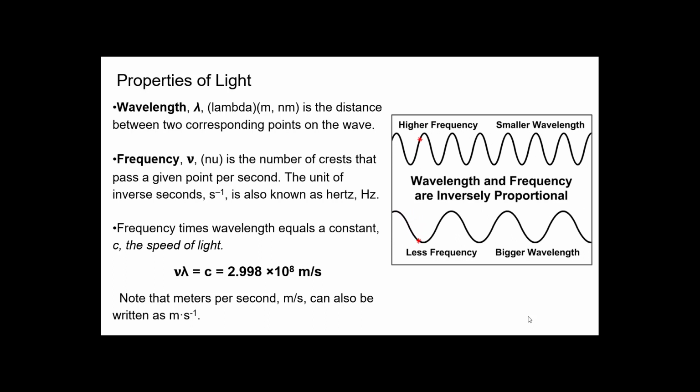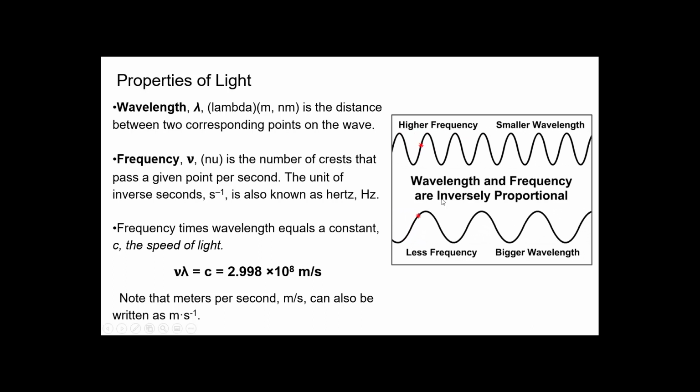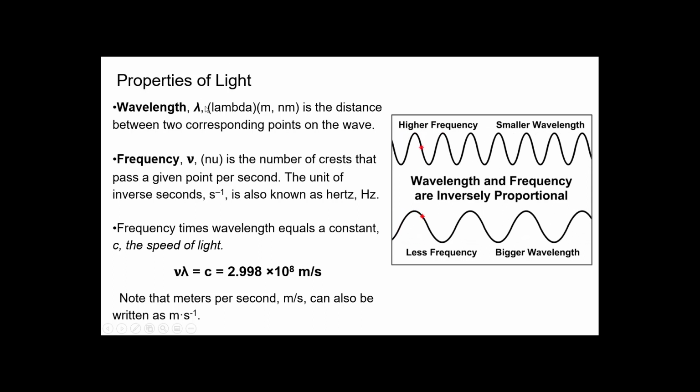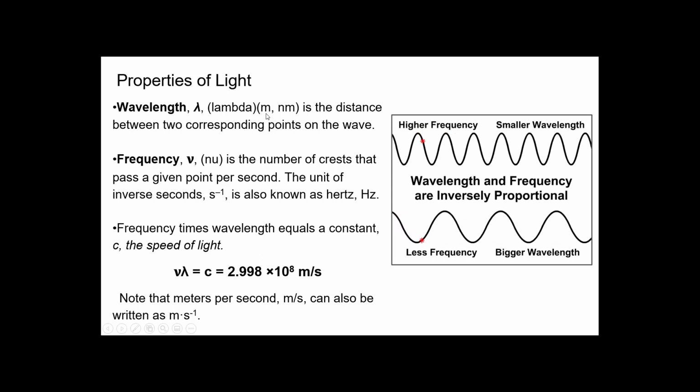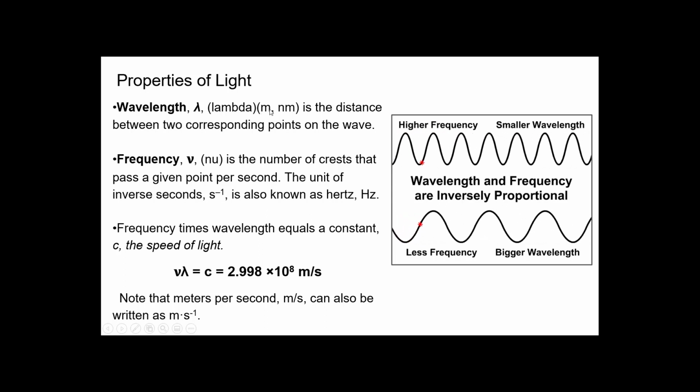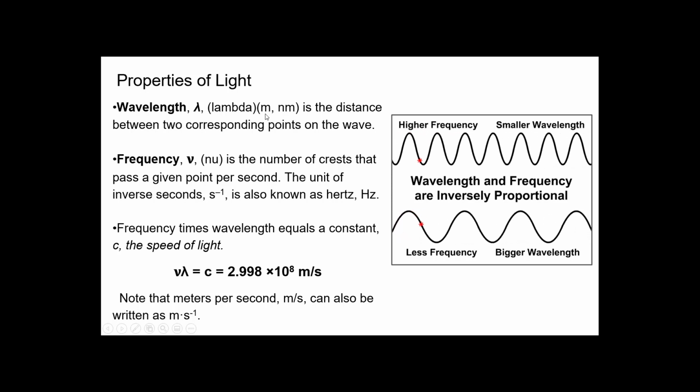Properties of light. The key thing you need to understand here: wavelength and frequency. Wavelength is this little upside down kind of V. It's lambda, and it is in meters. When we're discussing visible, we use nanometers, but when we plug it into equations, we use meters.